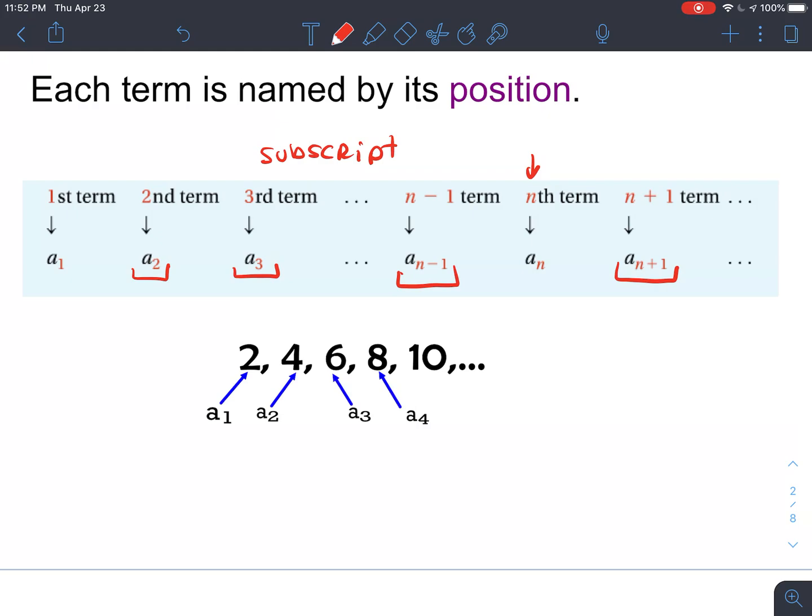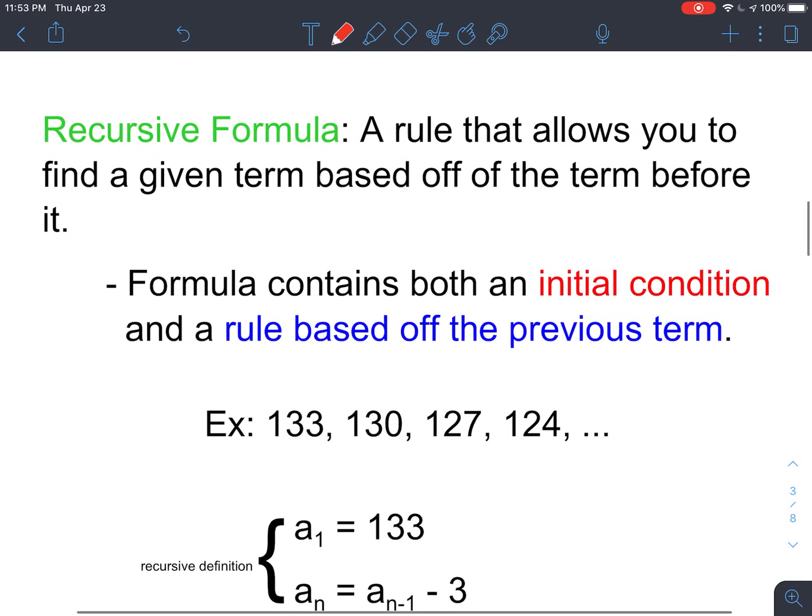We would say 2 is a sub 1, 4 is a sub 2 because it's second in line. 6 is a sub 3 because it's third in line. 8 is a sub 4 because it's fourth in line, making 10 a sub 5. Okay. So if we wanted to know a general term, we can keep going till a sub n, any number down the line.